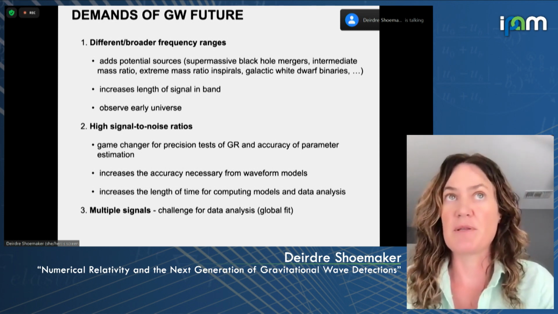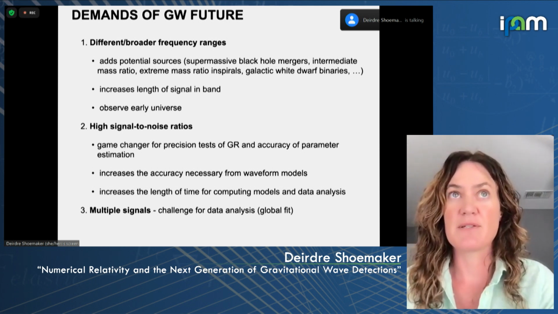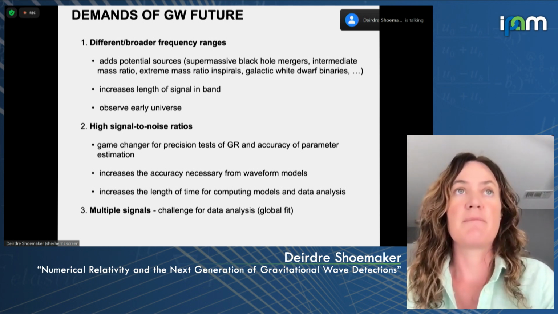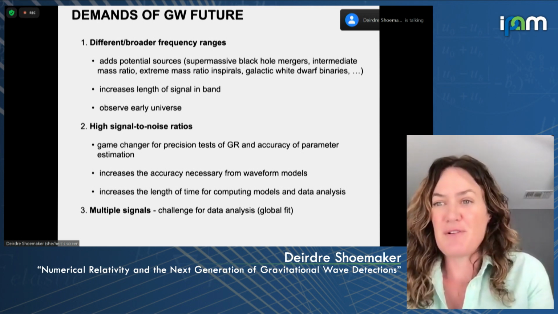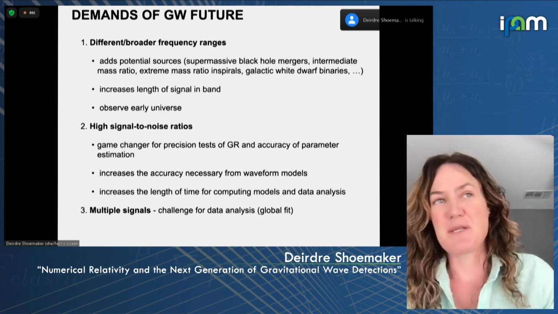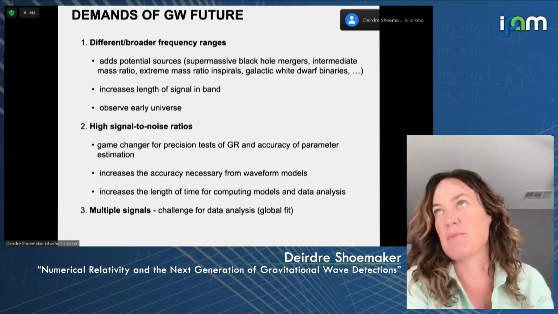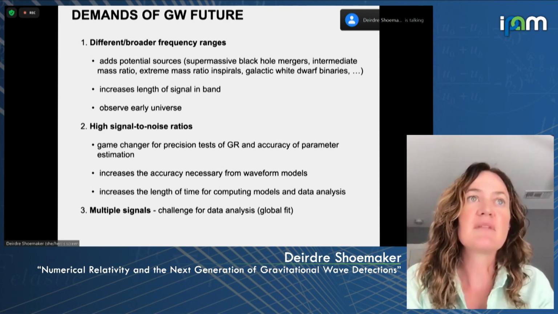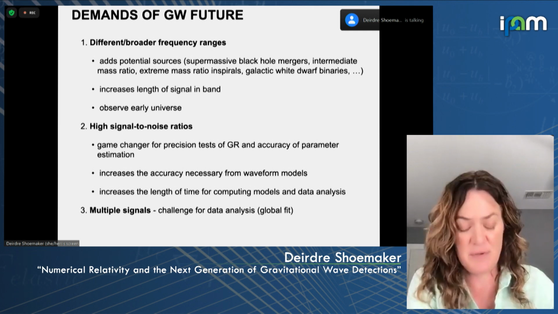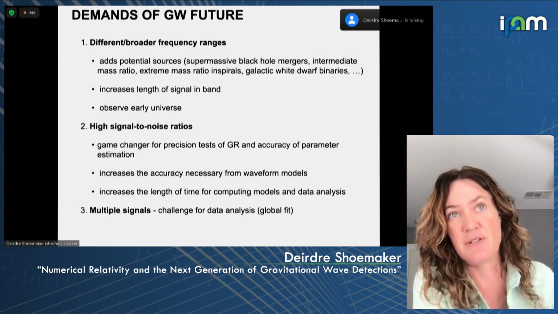Can we do enough orbits to take over where post-Newtonian might start to lose its ability? And then, of course, I threw in the observable universe because I think it's really cool, but it's not my specialty, so I can't really talk too much about it, but I find it very exciting, all the possible connections with cosmology. The second problem, the one I'm going to focus more on, is this high signal-to-noise ratio problem.